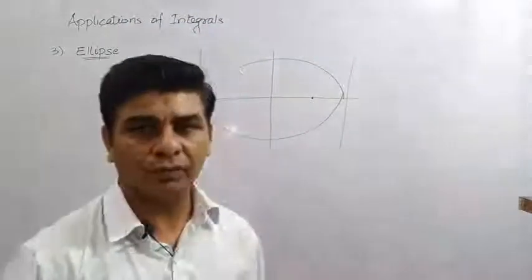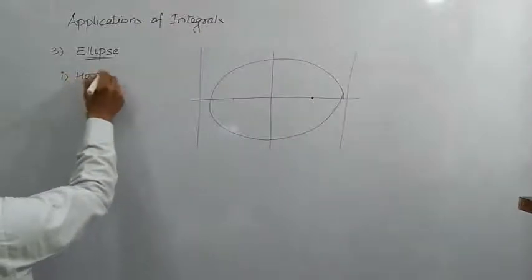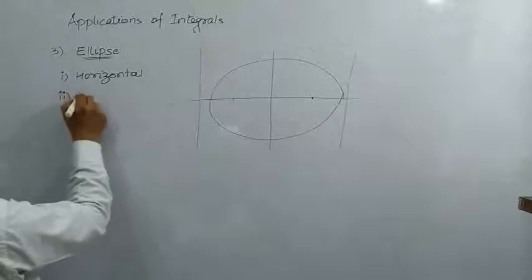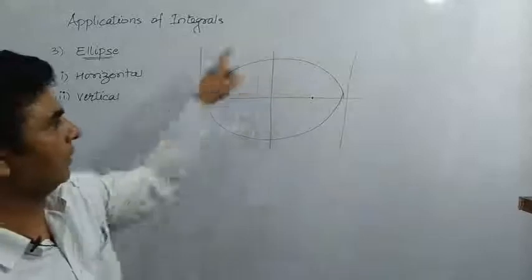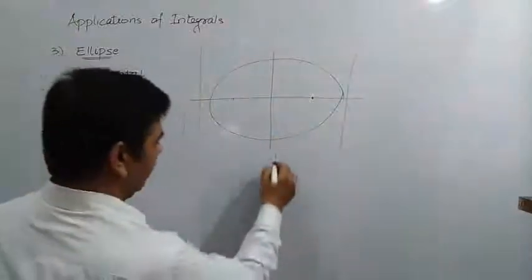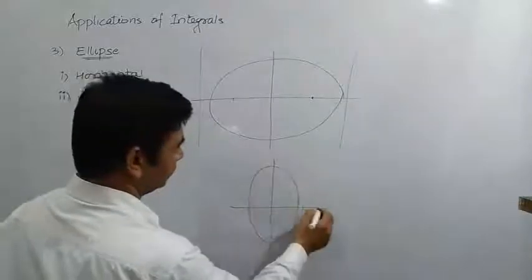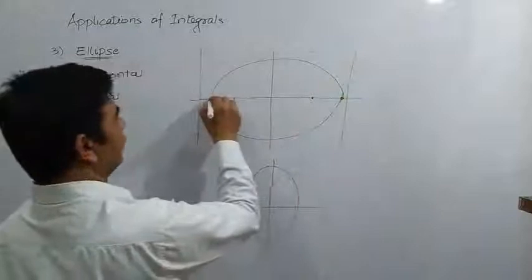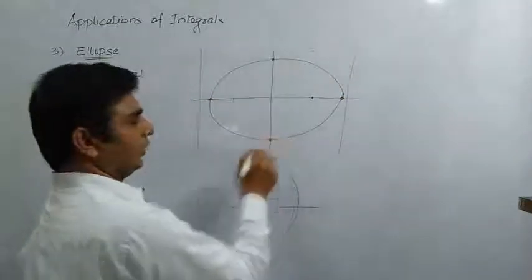This is mainly of two types. Number 1 is the horizontal ellipse and number 2 is the vertical ellipse. This type of figure is the horizontal ellipse and this type of figure is the vertical ellipse. So now the vertices are this point, along the y-axis this point and this point.